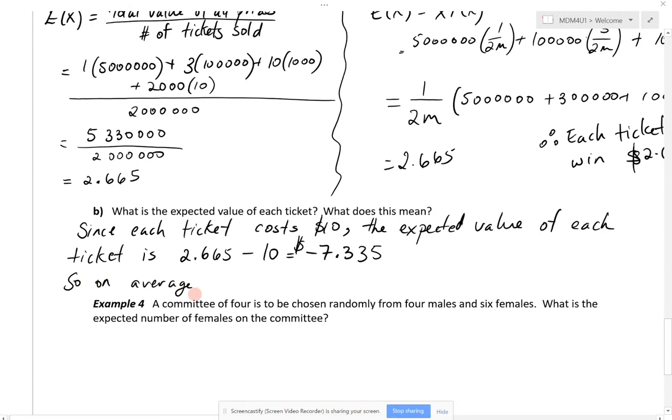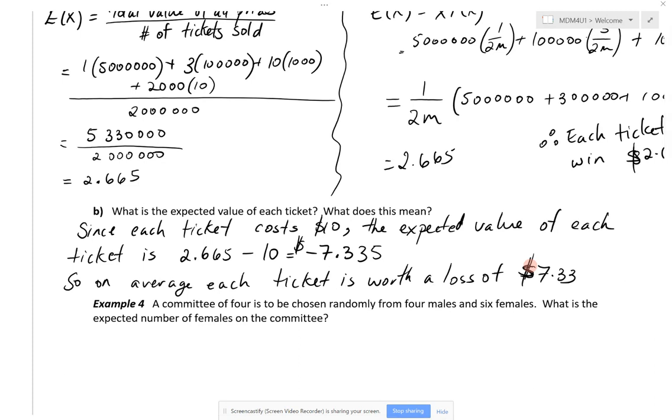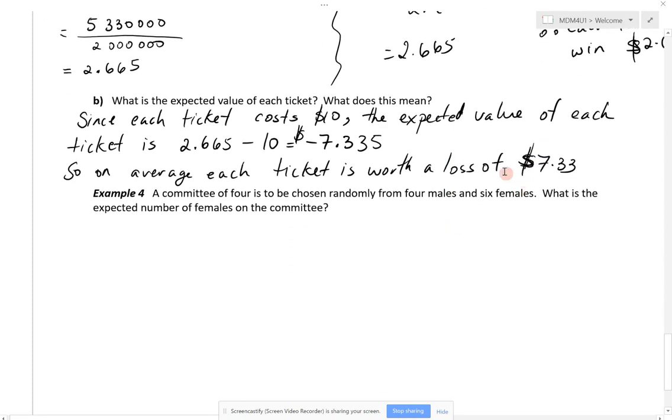Okay, so this is all average. Expected values are averages. So on average, each ticket is worth a loss of $7.33. This is the problem with lotteries. People don't realize every time you buy a ticket, you lose money on average. There's a lucky few winners, but on average you lose. Otherwise, if you spent $10 and automatically got $20 of expected value winnings, the lottery wouldn't make any money. So expected value is a loss.